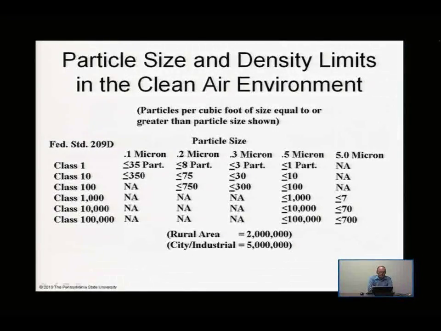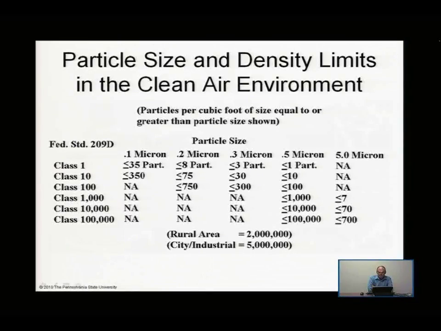So it has to be less than 35 particles that have a diameter of 1/10 of a micron. Remember, 1/10 of a micron is 100 nanometers. And it also must have less than 8 particles whose diameter is 200 nanometers. It has to have less than 8 of those. And it must have less than 3 particles whose diameter is 300 nanometers. And it must have less than 1 particle whose diameter is 500 nanometers, half a micron.